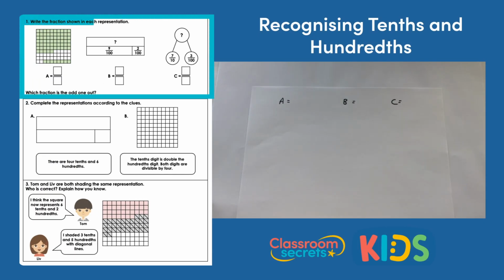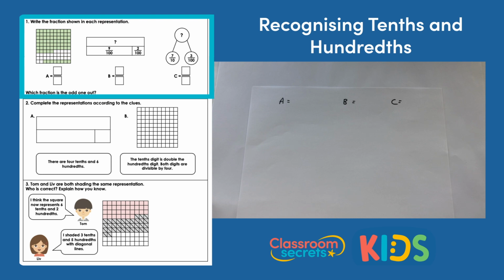Write the fractions shown in each representation. So we have representation A on a 100 square, B on a bar model and C on a part whole model, and then which fraction is the odd one out. So representation A on the 100 square, we already know that one complete bar going across one entire row is equivalent to 1/10. So we could start by counting up how many tenths we have.